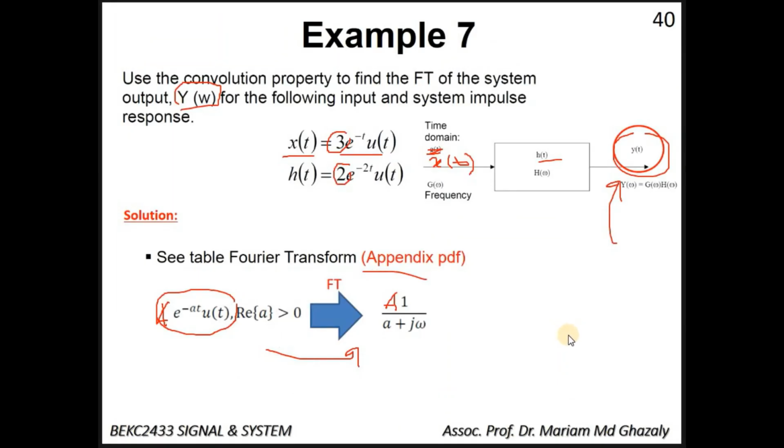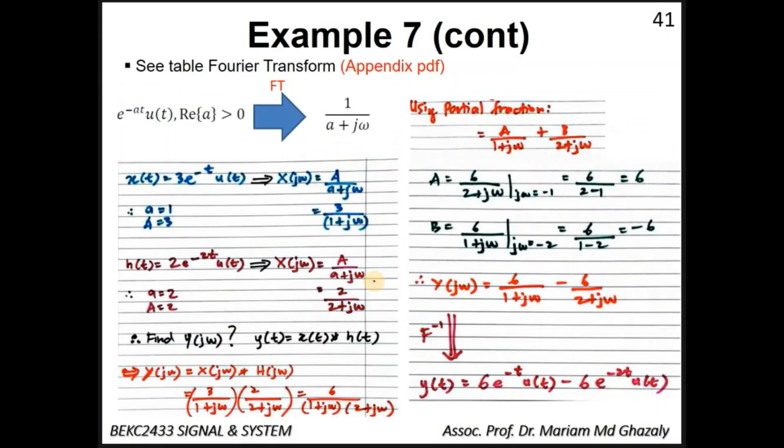Okay, so let's do this example by referring to the appendix just now. You're given the two equations, xt and ht. So xt is equivalent to 3e^(-t) ut. Look at this, you have e^(-at).